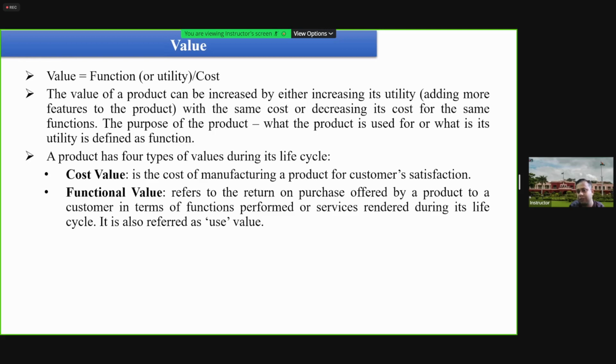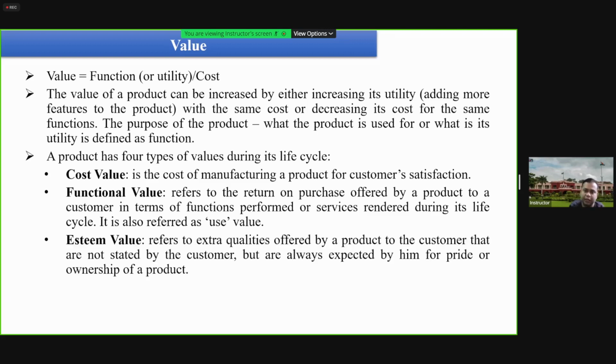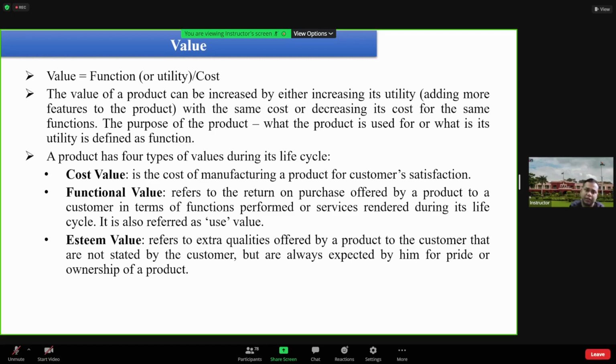Third sort of value is not related to function or cost, it is related to the esteem value. Some people find great pride in owning certain types of products, like the case of iPhones and iPads and all. Some people buy them not because of their utility, not because of the functions, but just for the sake of the esteem value that these products are offering.